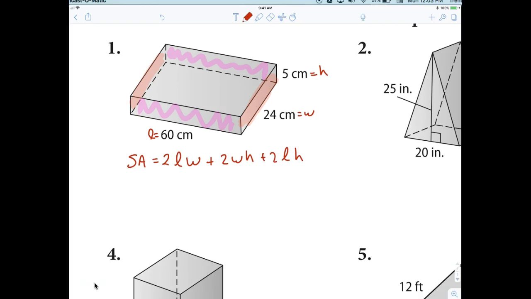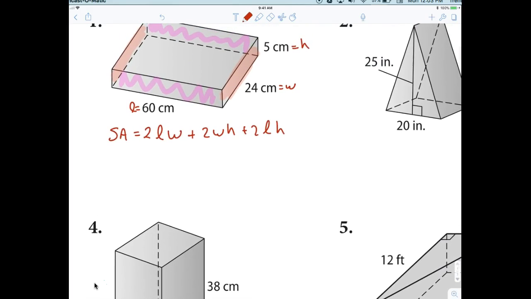All right, but really, does it matter how you say the order of the variables? No, because there's 2 for each of the walls. Everybody with me on this? So now we're going to plug in the numbers. Surface area is equal to 2 times 60 times 24 plus 2 times 24 times 5 plus 2 times 60 times 5.